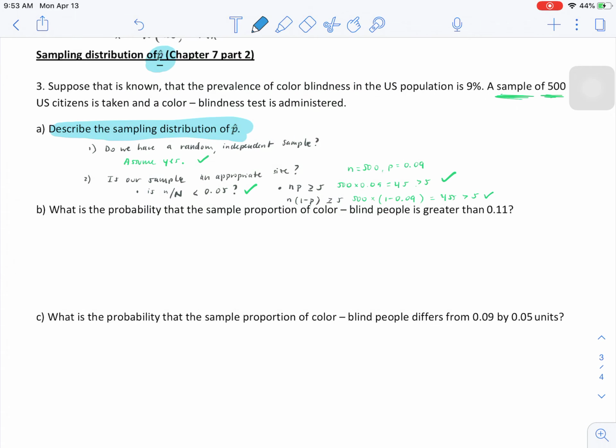So for your notes, let me highlight these. These are the conditions we need to check. Do we have a random sample? Is our sample size small enough compared to the population? But is it larger than this? So you need to make sure it's not too big, not too small. Okay, so because all of these conditions are true, we can use the central limit theorem.